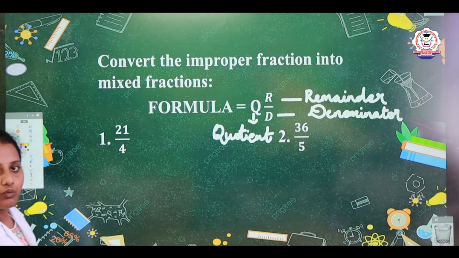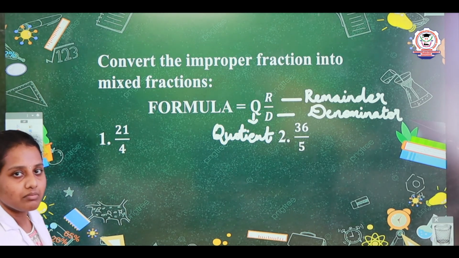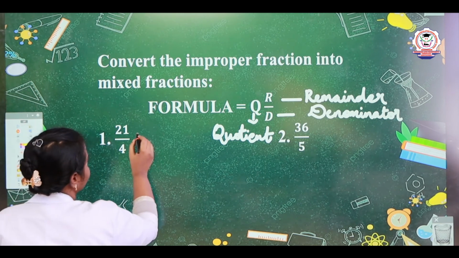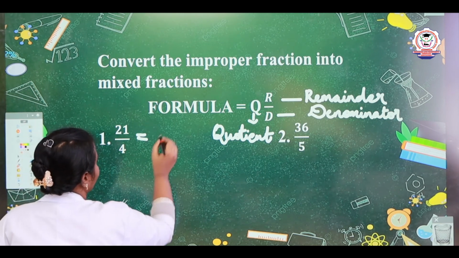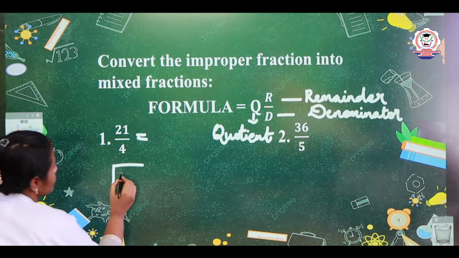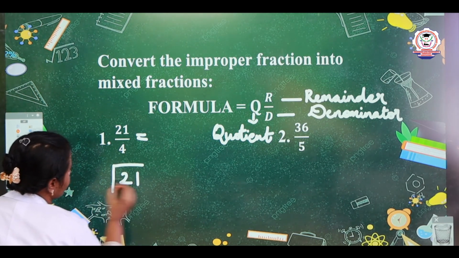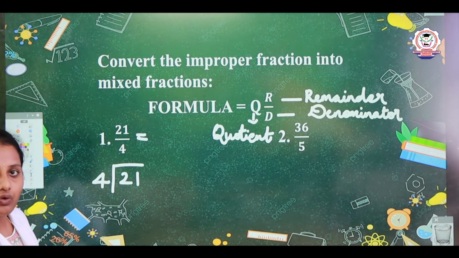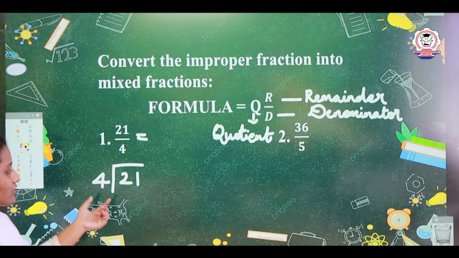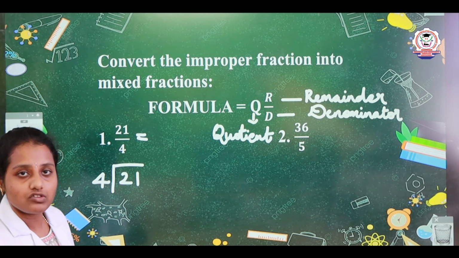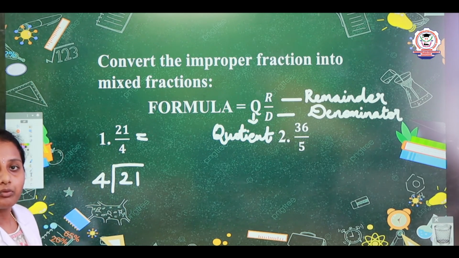First step is what? We want to divide the numerator by the denominator. Now we will divide, my dear. Yes, 21 divided by 4. Now we already know the 4 tables. Now tell me, my dear, in the 4 table, is 21 possible? No, it is not possible. So we want to put the nearest number to 21 in the 4 table.